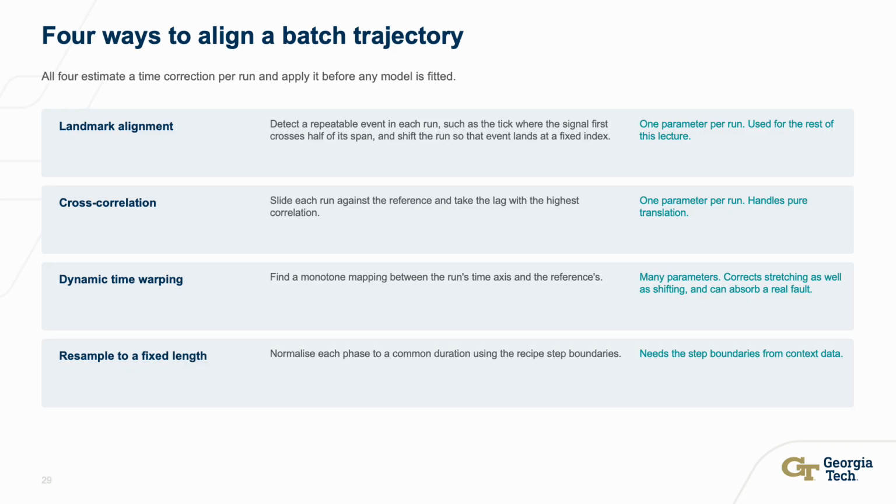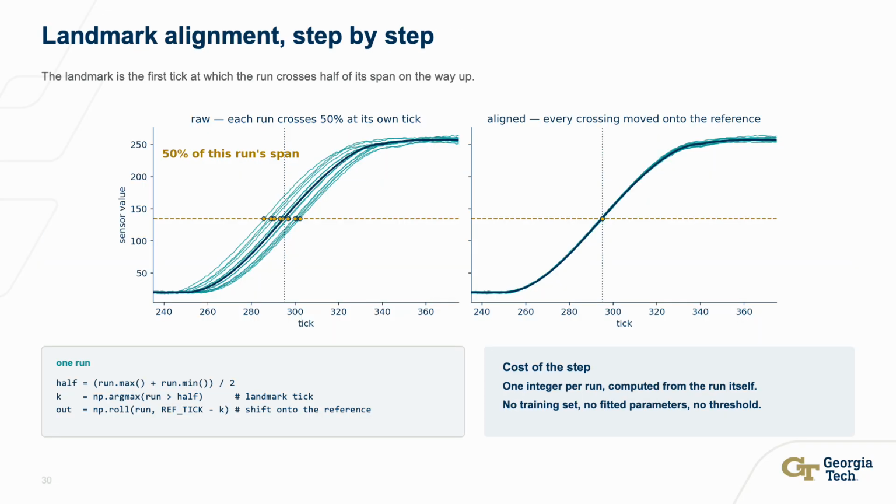Second, a landmark has to exist. A run that never reaches a set point has no 50% crossing, and your code needs a defined path for that. Landmark alignment in detail, because it is 3 lines and worth saying. Take the run, compute the midpoint between its maximum and minimum. Find the first tick where the run crosses that midpoint on the way up.